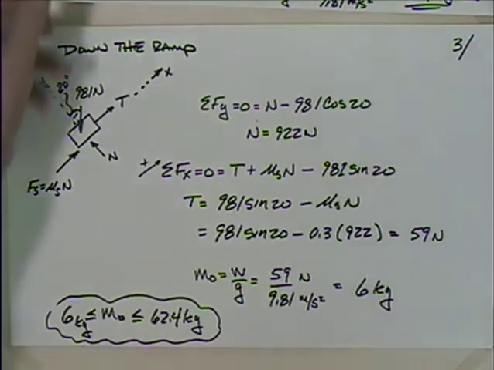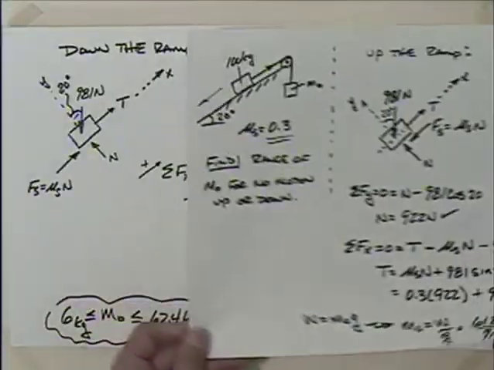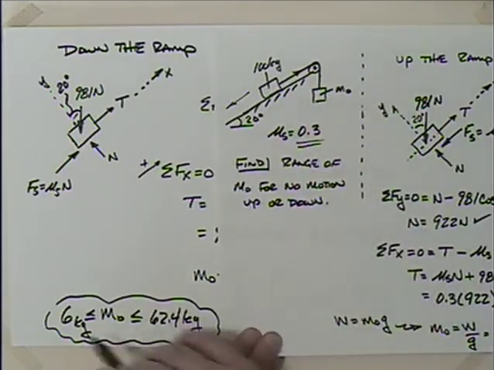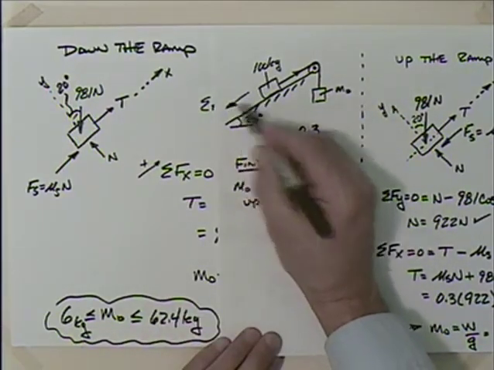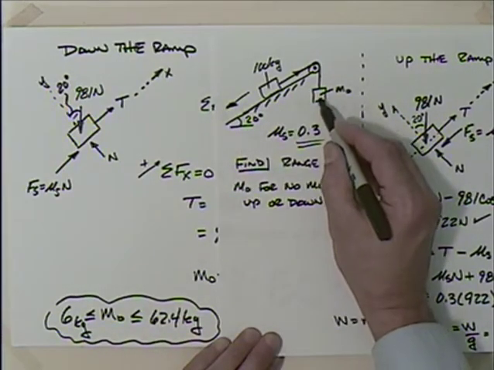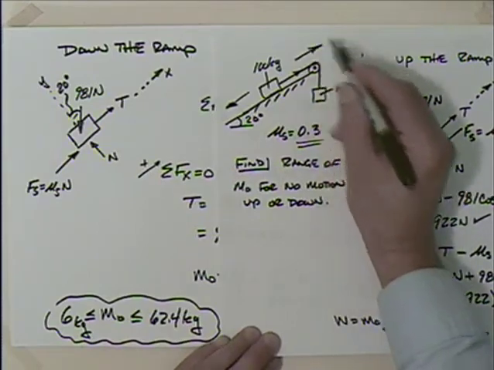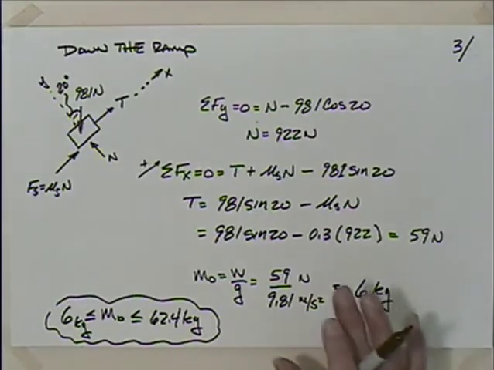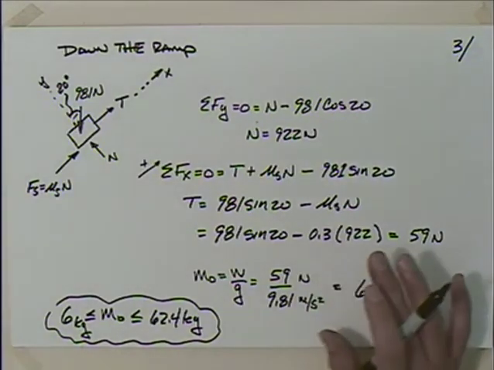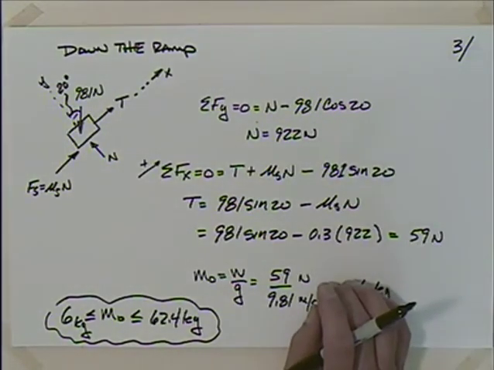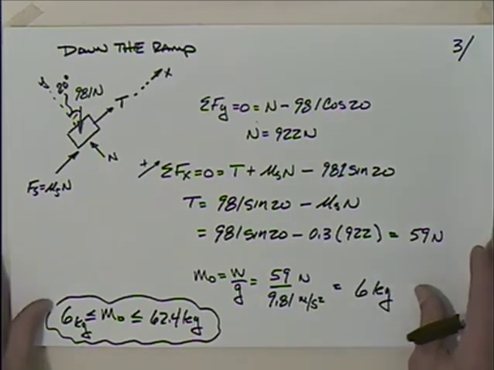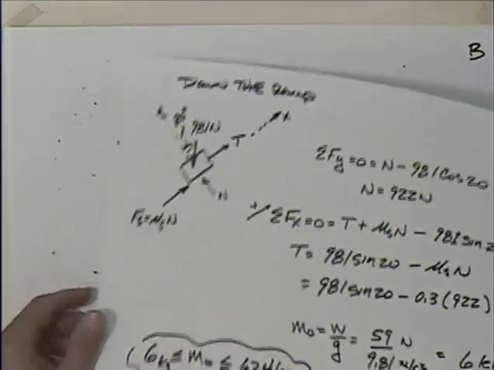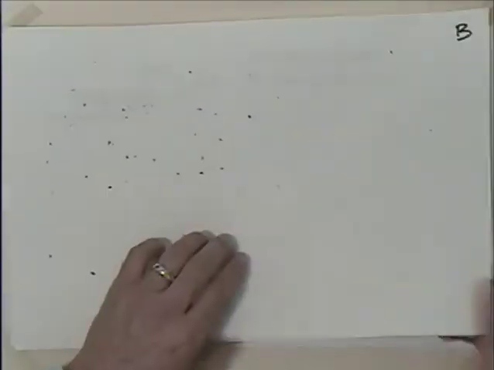If the mass here gets less than 6, it's going to slide down the ramp. If this gets greater than 62.4, you're going to have motion up the ramp. So it's a good problem, and a typical friction problem. Oftentimes with friction problems, you end up having to solve a couple of different cases, a couple of different scenarios, which brings me to my next scenario of tipping and slipping.